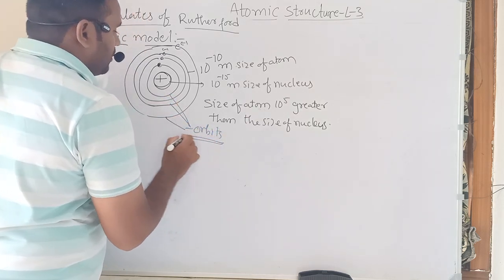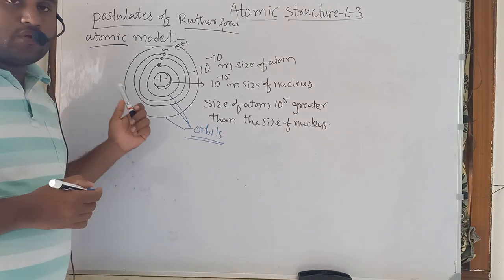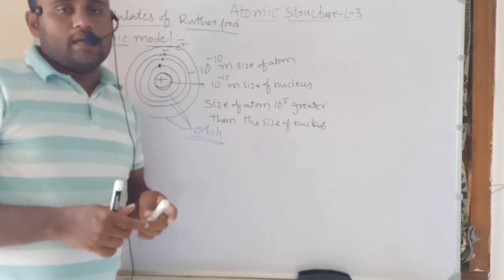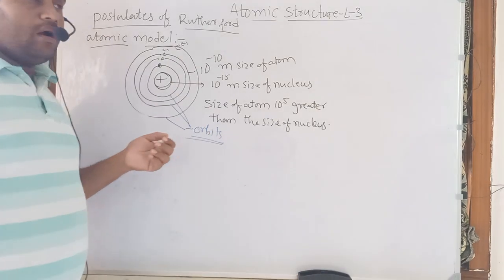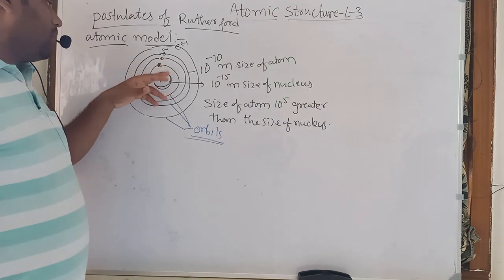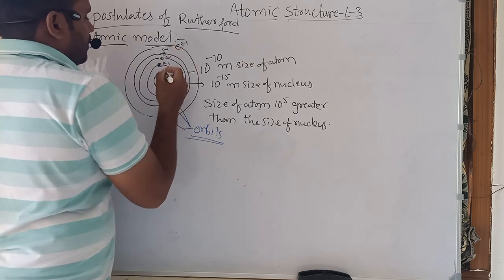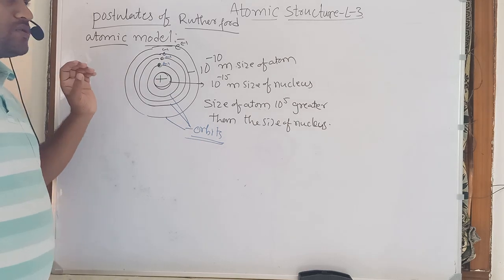So in an atom, the number of electrons is equal to the number of protons, and that's why atoms are electrically neutral according to Rutherford. And here we already know electrons have negative charge and protons have positive charge.